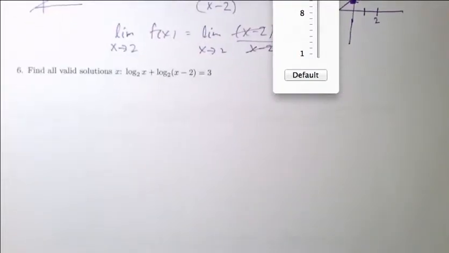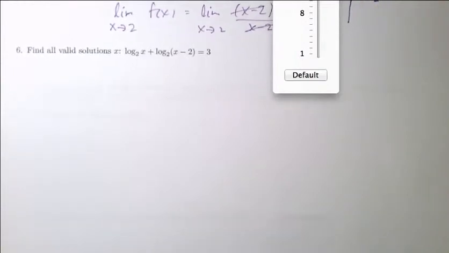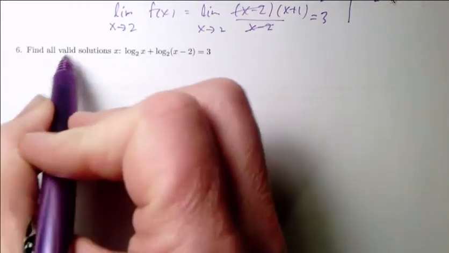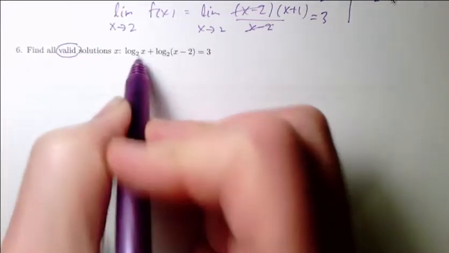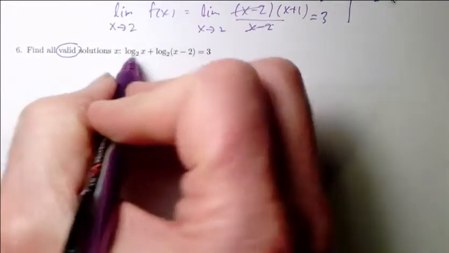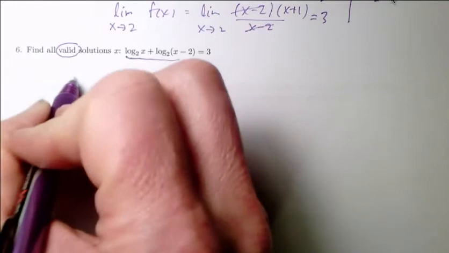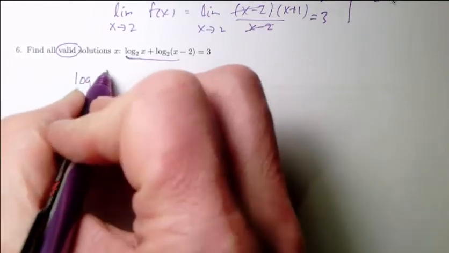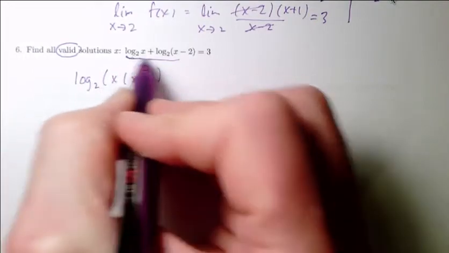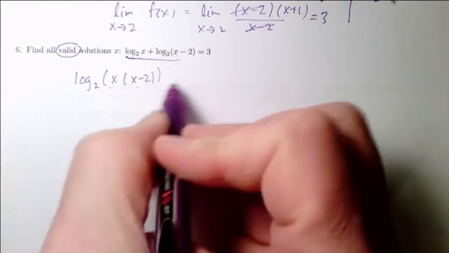Alright, the only thing to watch for here is that whenever I solve a problem with logarithms, I have to make sure that the solutions I get at the end are valid. A logarithm can only take numbers which are greater than 0. So my first property of logs: the sum of logs is the same as the log of the product.